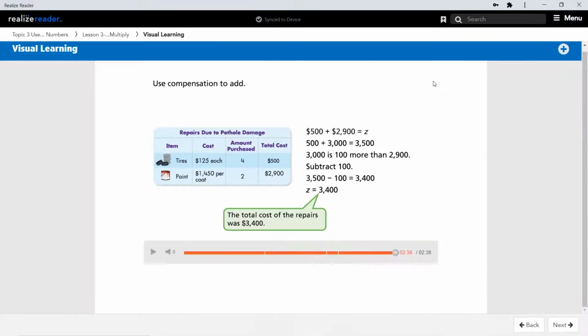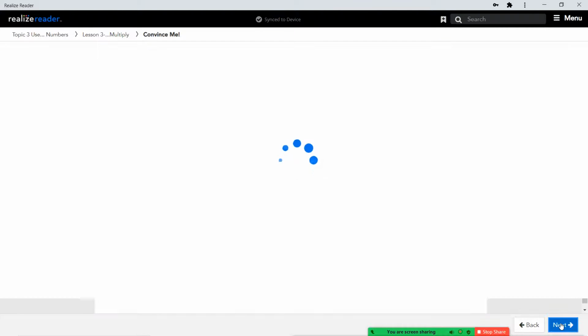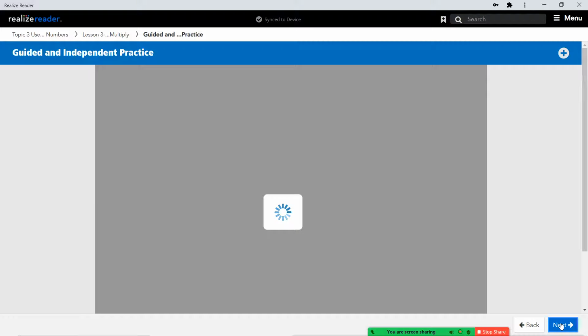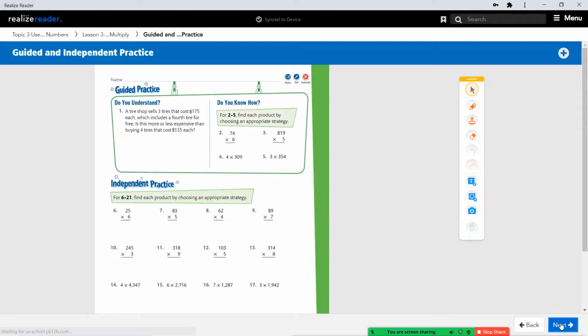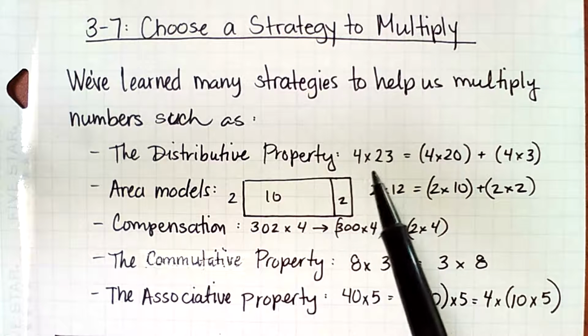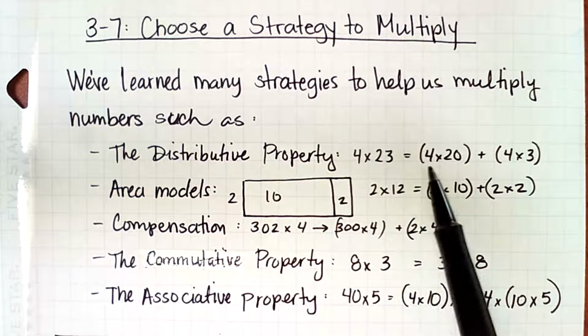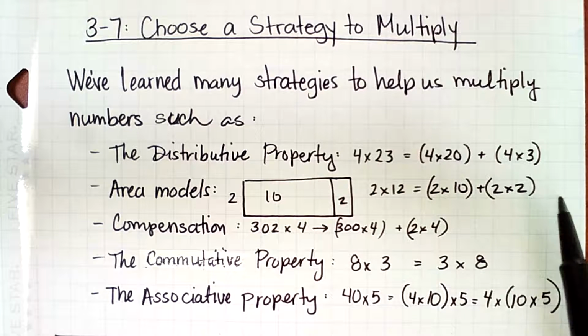All right, let's go ahead and get into our notes before we jump into our guided practice. So when we're working on choosing a strategy, we're looking at a lot of different options. Some of the strategies and properties we learned that help us are the distributive property, where if you have 4 times 23, you can break apart that 23 into 4 times 20 plus 4 times 3.